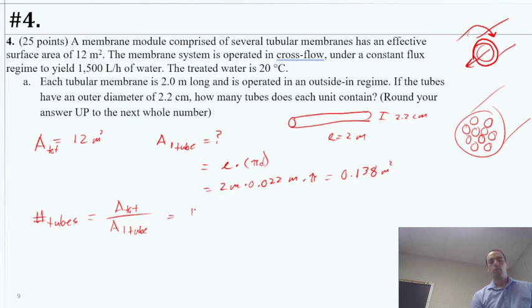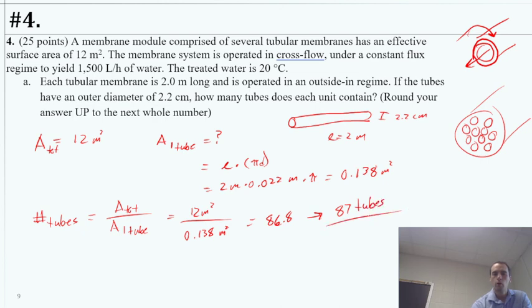Right. So that's going to be 12 square meters divided by 0.138 square meters. That's going to give us 86.8. So that means 87 tubes.